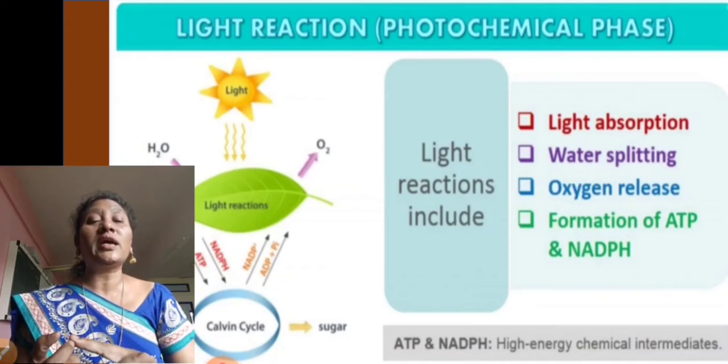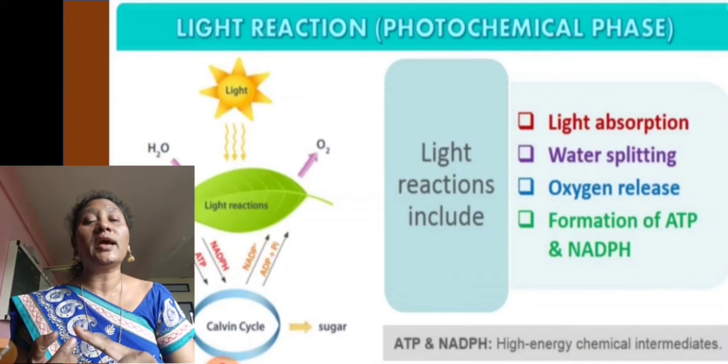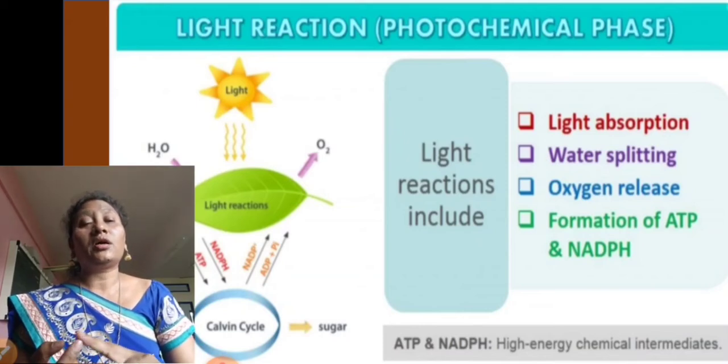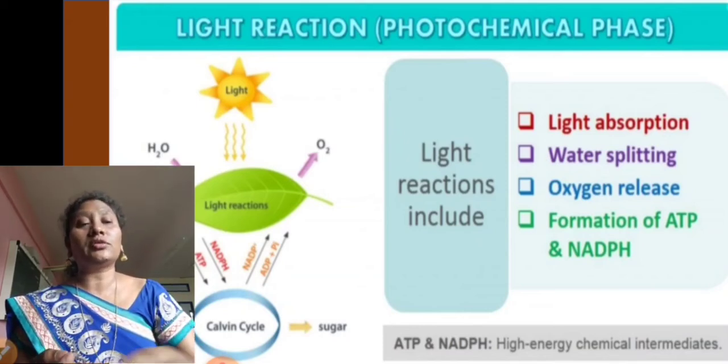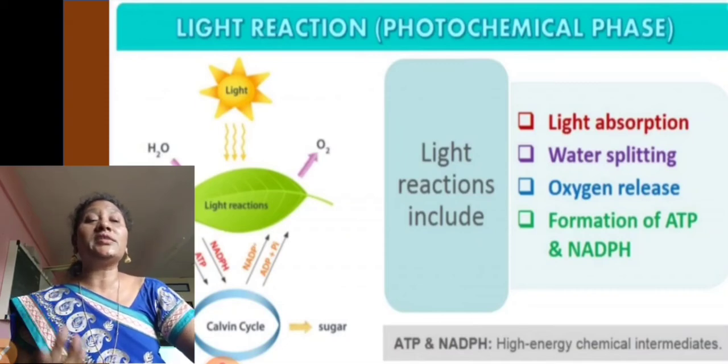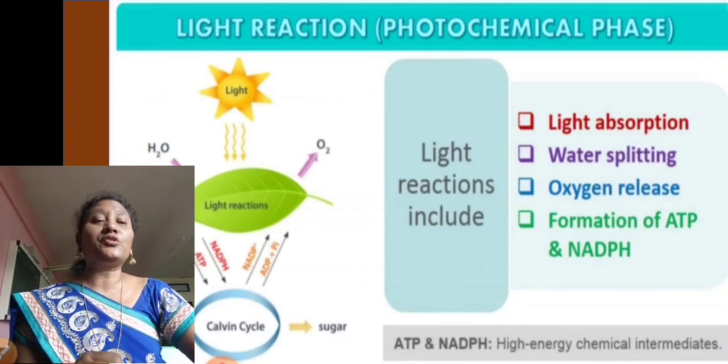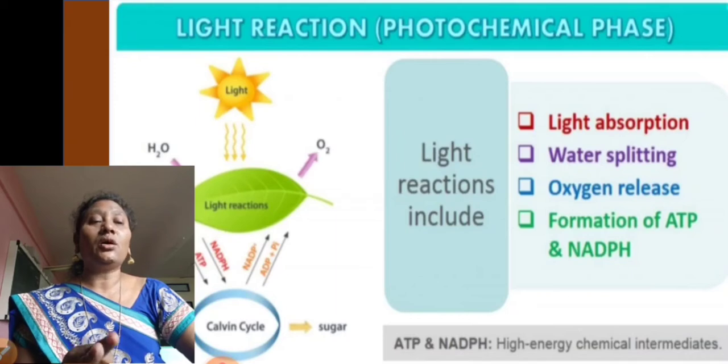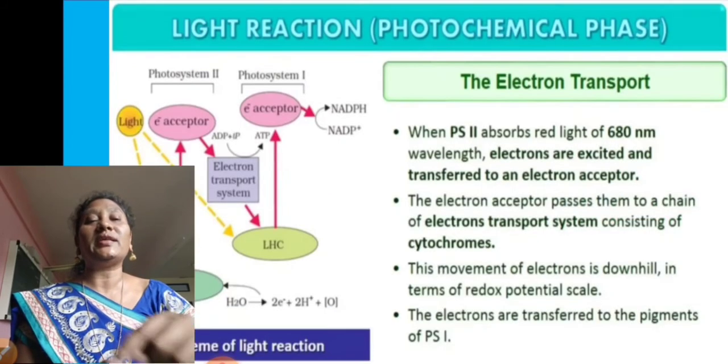ATP is adenosine triphosphate. NADP means nicotinamide adenine dinucleotide phosphate. ATP we call the energy currency because the energy is stored in the form of phosphate molecules. So the light reaction consists of these steps: light absorption, water splitting, oxygen release, and formation of ATP and NADPH. Four steps are involved in the light reaction.